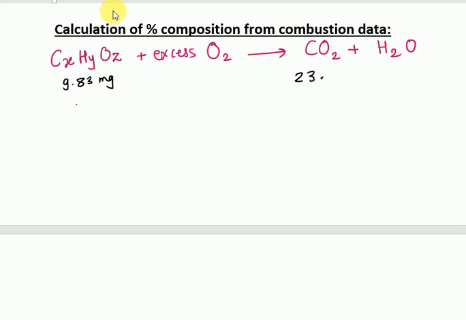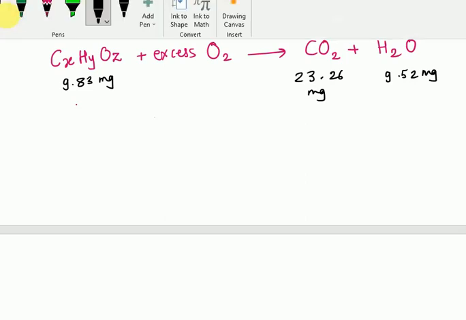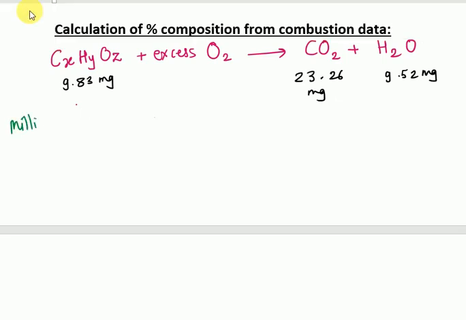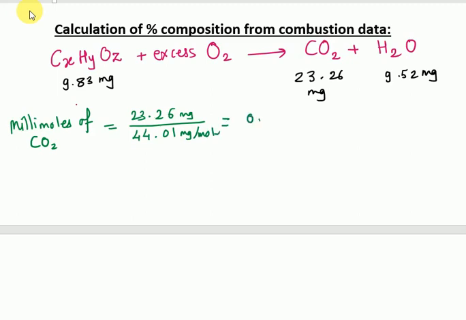So let us first calculate the millimoles of carbon dioxide formed. The amount of carbon dioxide formed is 23.26 milligrams divided by its molar mass, 44.01 milligrams per millimole, which is equal to 0.5285 millimoles of carbon dioxide.